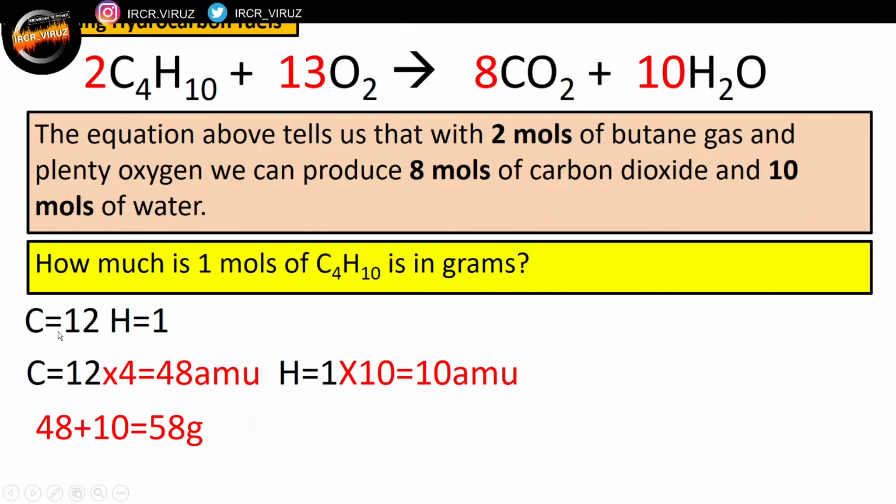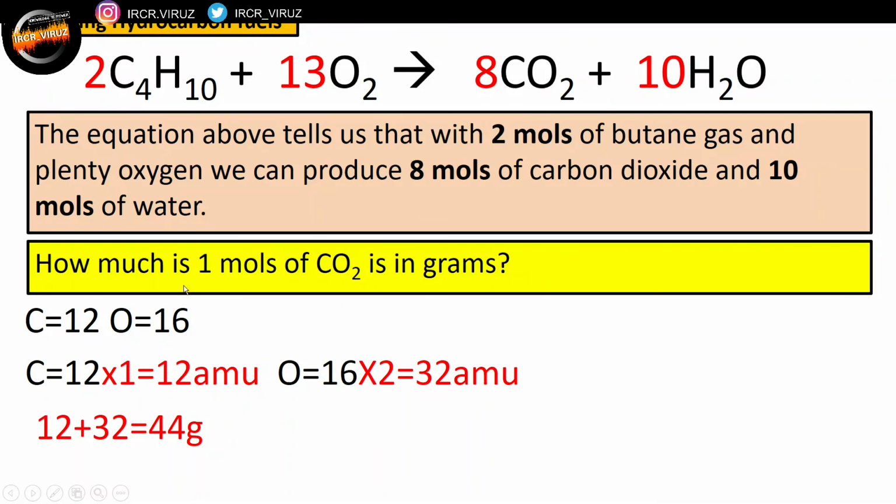So we got 48. Each carbon is 12 atomic mass units, each hydrogen is 1, so you multiply that times 4, because you got 4 carbons in there, so it'll be 12 times 4, and that will give you 48. And then you have hydrogen, which you got 10, so 1 times 10 equals 10 atomic mass units. You add both together and you get 58 grams, okay? So in 1 mole of butane gas, you have 58 grams, okay? Or in 58 grams of butane gas, you have 1 mole of the butane gas itself, okay?